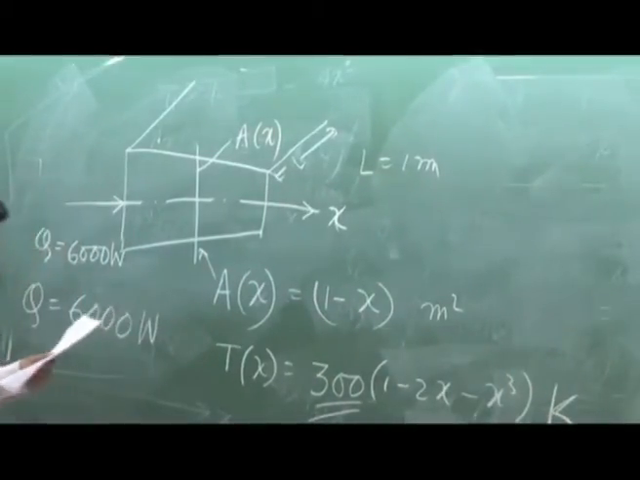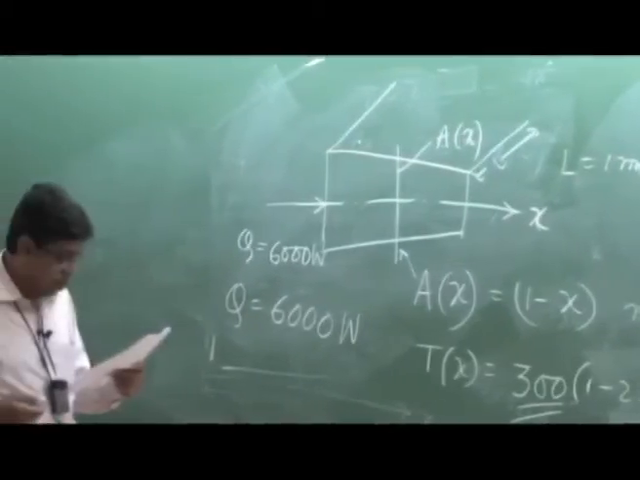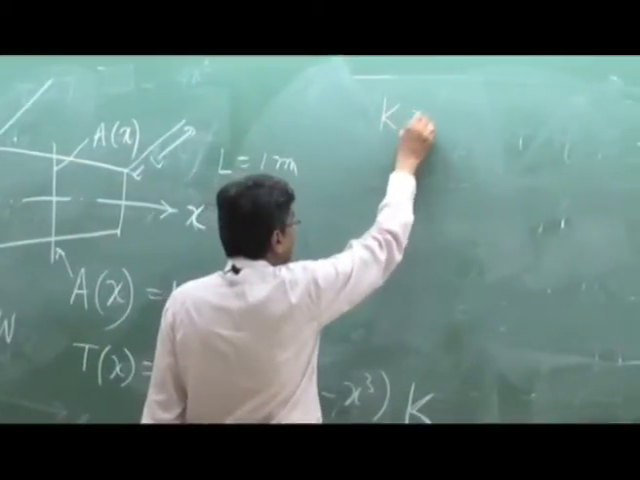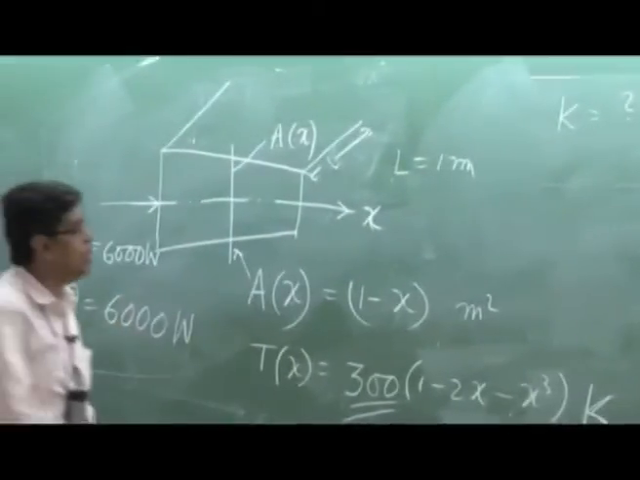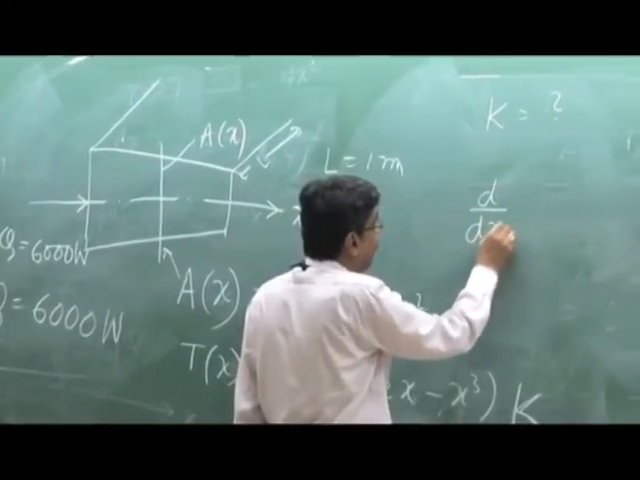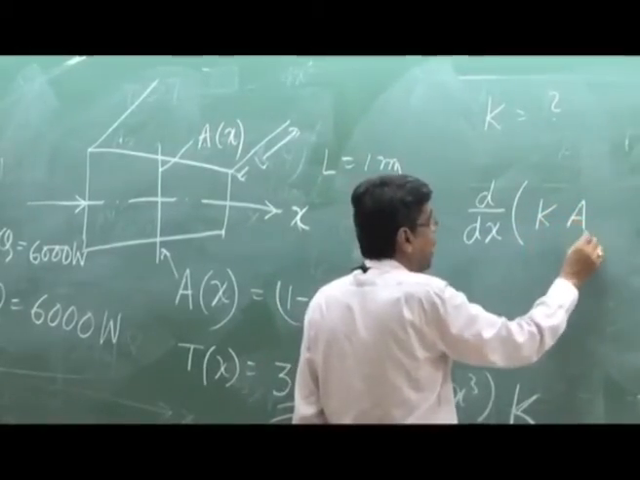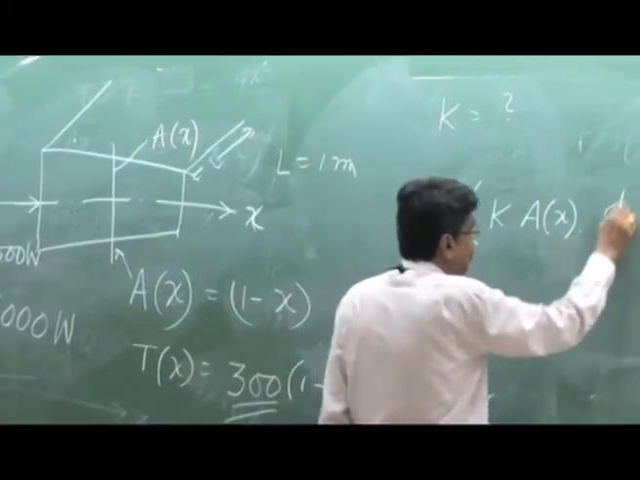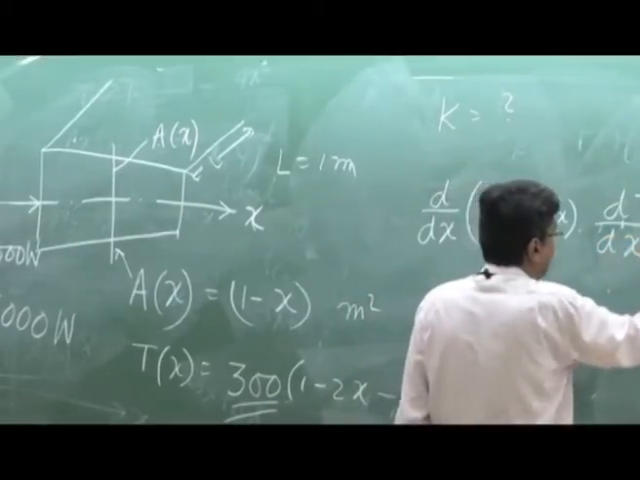Now what we have to find out? We have to find out the expression for K. This is the simplest problem to start with. That means this is a steady state equation. So which equation we will write? We will write d/dx of K A(x), A is a function of x, into dT/dx is equal to 0.